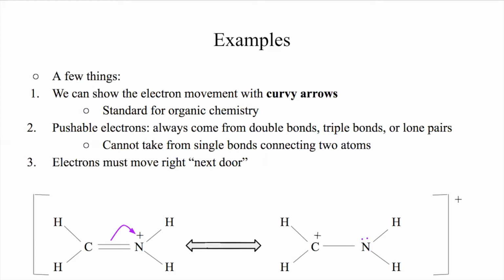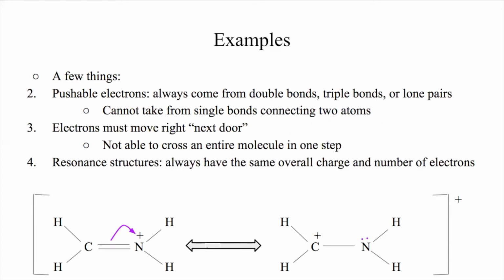Third, when we scooch the electrons over, we must move them right next door, like we just did. Electrons are not able to cross an entire molecule in one step. Fourth, resonance structures should always have the same overall charge and the same number of electrons.